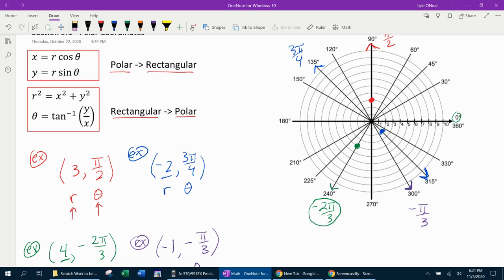Here, I'll delete it and make it a little bit smaller. Can you see that? That's 1 unit away from the direction of negative pi over 3. 1 unit in what really is the direction of 120 degrees.